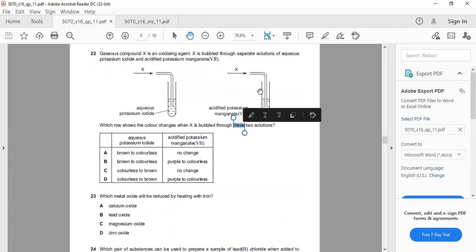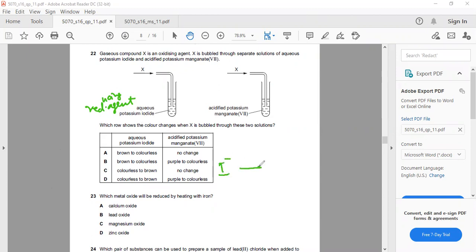22. Gaseous compound X is an oxidizing agent. X is bubbled through potassium iodide. If you don't know, then you must know that potassium iodide is a reducing agent. Okay, reducing agent. And the color changes. Iodide converts into iodine, and the color changes from colorless to red brown, iodine aqueous.